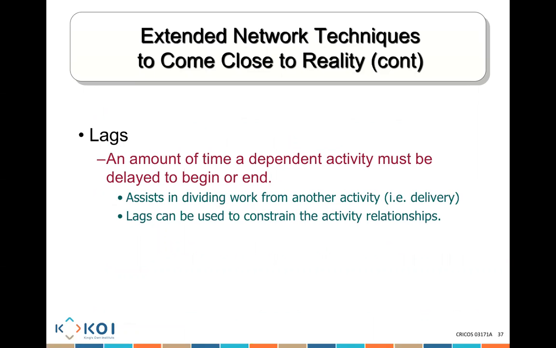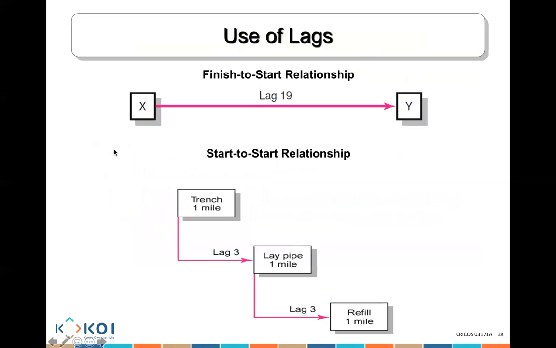For example, I would say activity B can only start 10 days after activity A has finished. I'll show you examples of that. Look here. This is what we call a finish to start relationship, but there's a lag. So Y cannot start, this is the start of it, until 19 days after activity X has actually finished. The end of the box is the finish, the start of the box is the start. So activity Y cannot start until 19 days after activity X has actually finished.